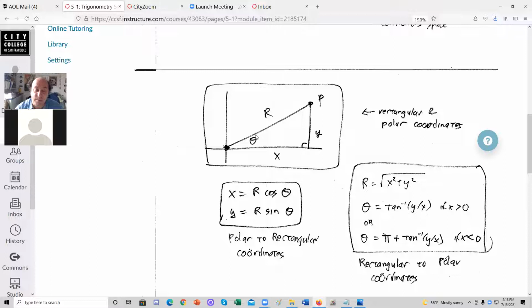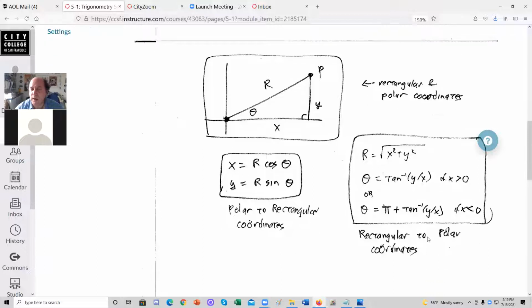Now, theta is a bit of a tricky thing because it depends on whether you're on the right half of the plane, when x is positive, or the left half of the plane, when x is negative. If x is positive, okay, y over x is tangent theta. So theta is arctangent y over x. That's on the right half of the plane with theta between minus pi halves and pi halves. On the other half of the plane, we have to add pi for a half rotation. And it'll be pi plus arctangent y over x.